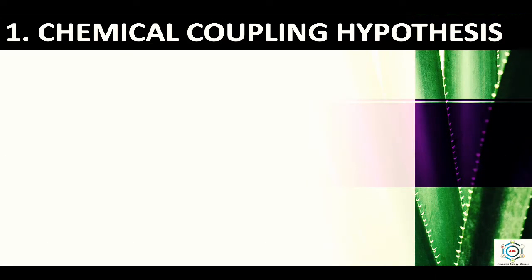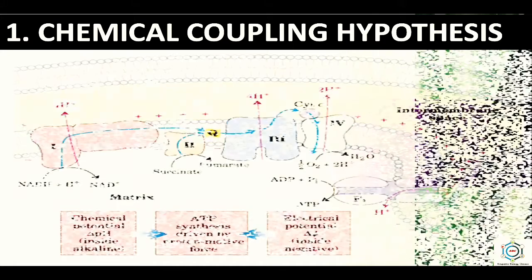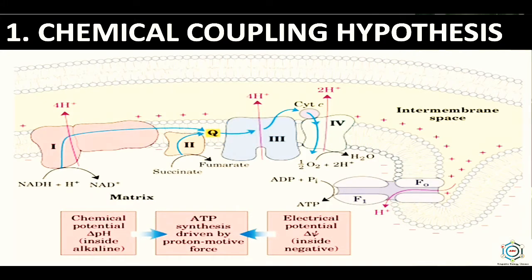So the first one is chemical coupling hypothesis. What is chemical coupling hypothesis? According to this hypothesis, ATP formation takes place with the help of a coupling factor, probably a protein. First of all, the coupling factor forms a high energy complex with one of the electron carriers called CF carrier complex. Formation of this complex requires energy which is released during the electron transfer at the site of phosphorylation.